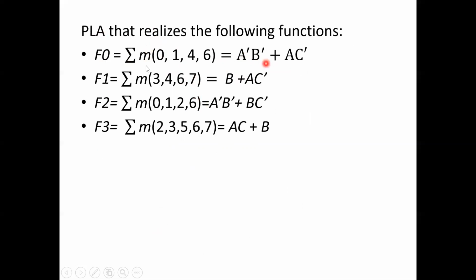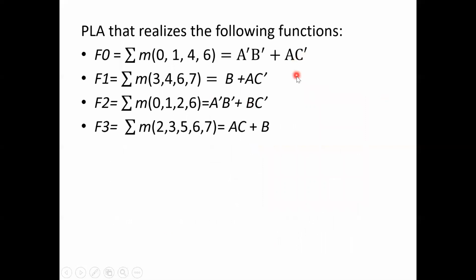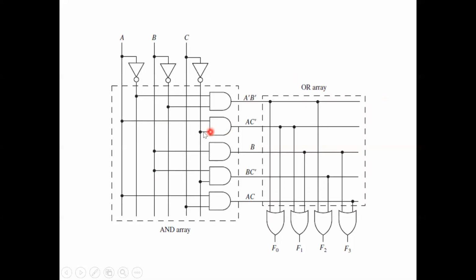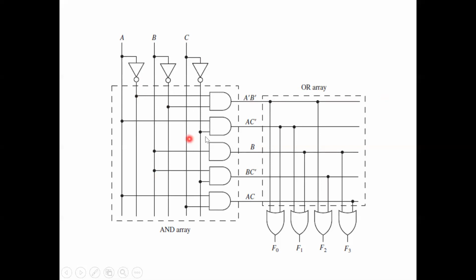So the first, F naught, is A bar B bar plus A C bar. In the general way, here it is A bar connected to B bar, then A plus A C bar. These two are given to the first OR gate, and you get F naught. Similarly F1, it is the second one: C is connected to B plus A C bar, and it is given to F1. Similarly, you can check for the other two.